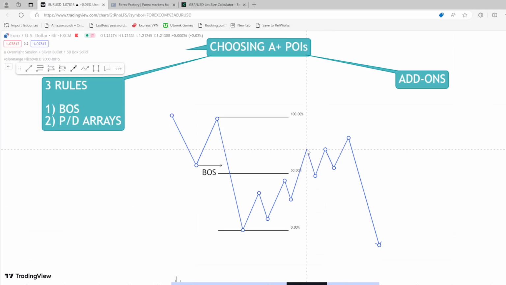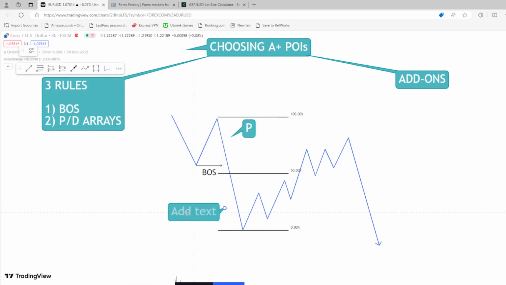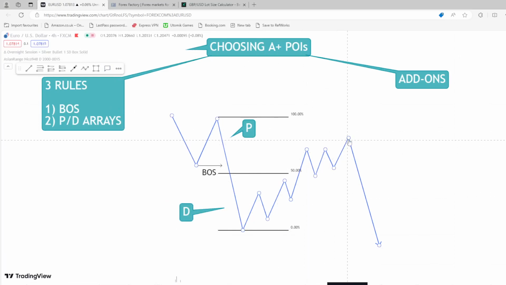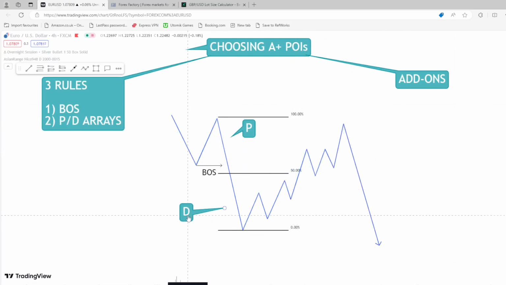So your PD arrays represent two areas in price. They represent premium up here, I'll label that P, and a discount down here, and I'll label that D. So it's important to understand when we're looking for potential sells in price, we need to be looking above the 50% level in the premium. So that's important to understand.